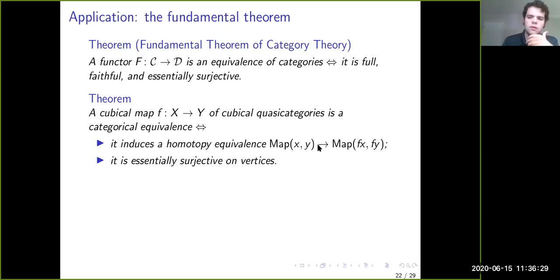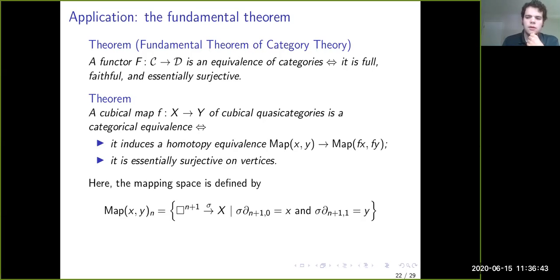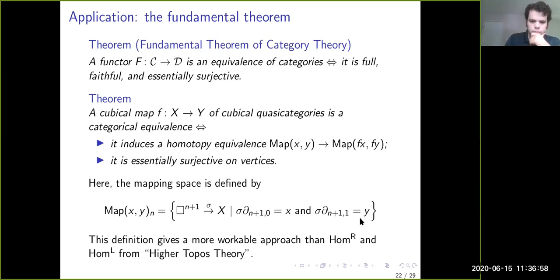And it should be essentially surjective on vertices, meaning that any vertex of Y is connected to one which is in the image of this map via an invertible edge, meaning an edge that factors through that interval object K. So this is our definition of the mapping space. Essentially, the n cubes in the mapping space from X to Y are n+1 cubes of X for which certain specified faces are degeneracies of these vertices, X and Y.